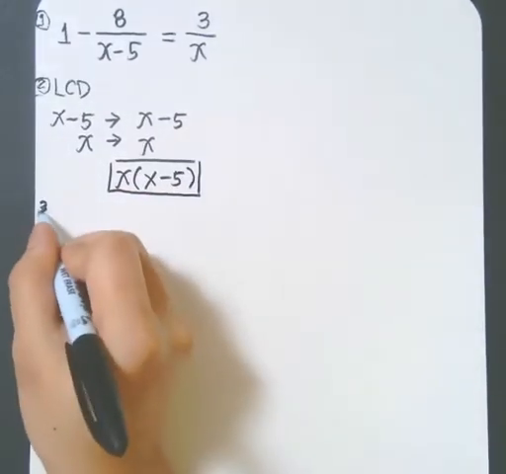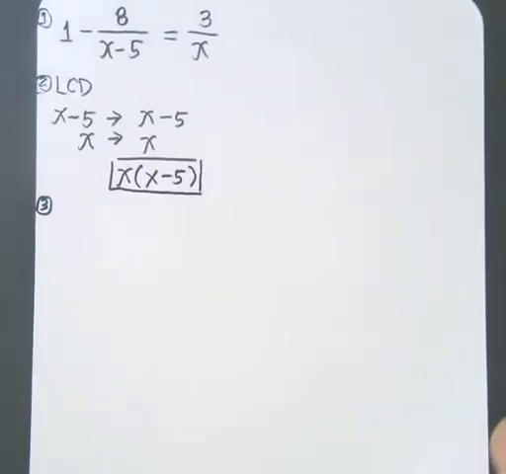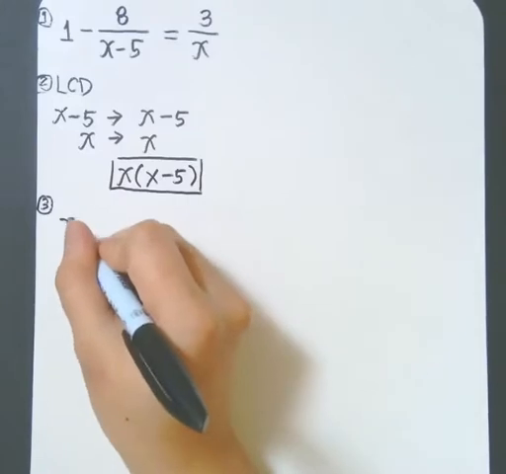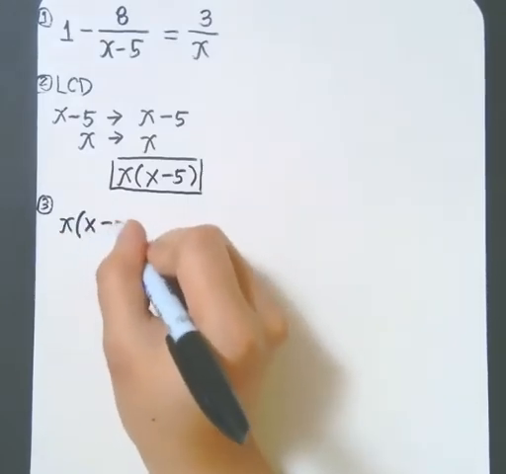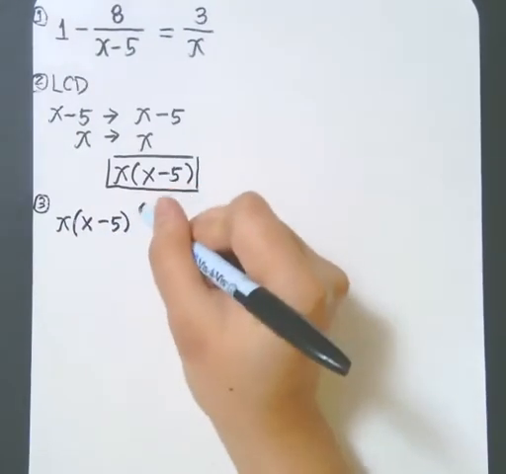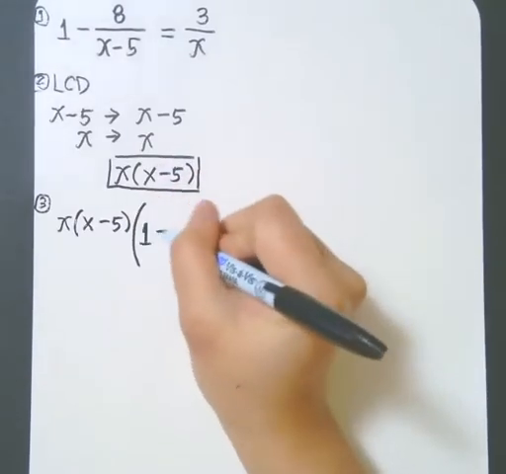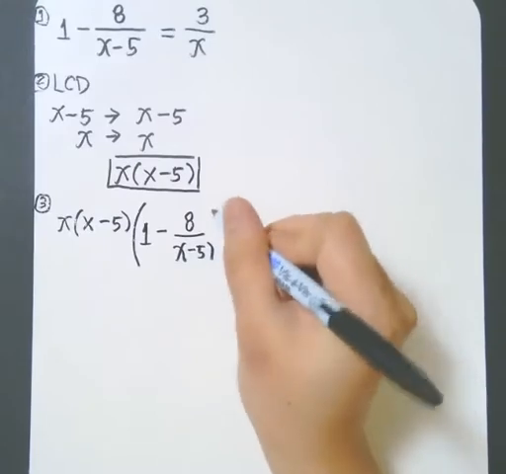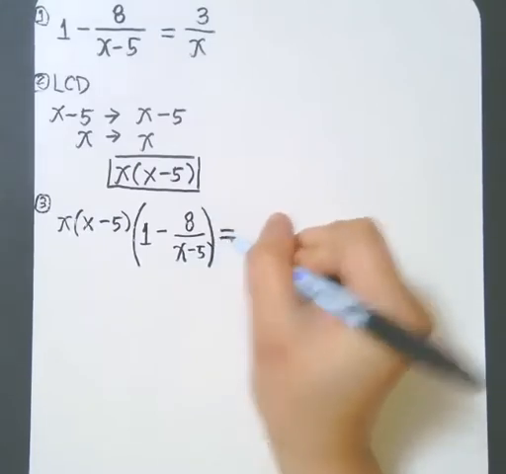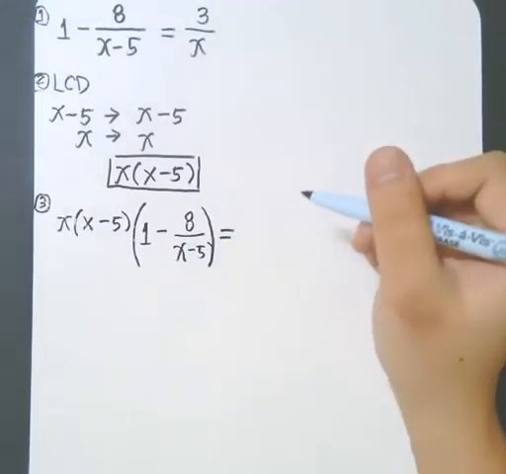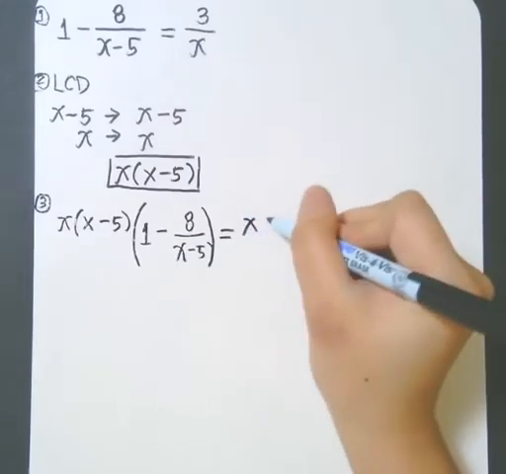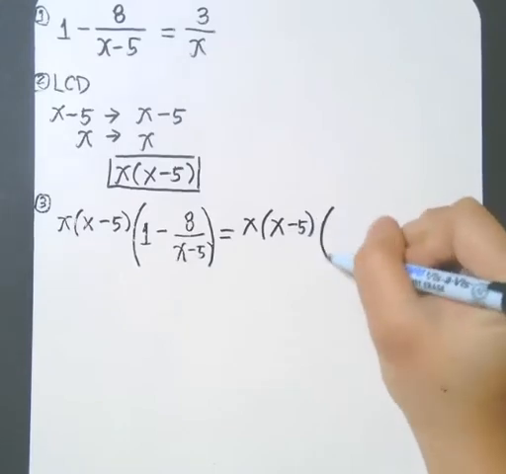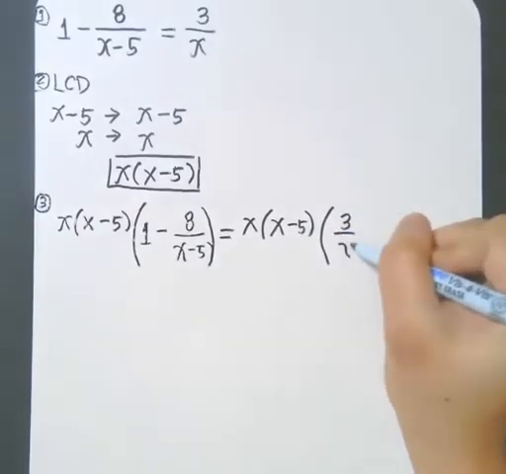Step number 3, we need to multiply each of our equations by the least common denominator. Let's write x times x minus 5 times 1 minus 8 all over x minus 5. We also multiply our LCD with the other side of the equation. x times x minus 5 multiplied by 3 over x.